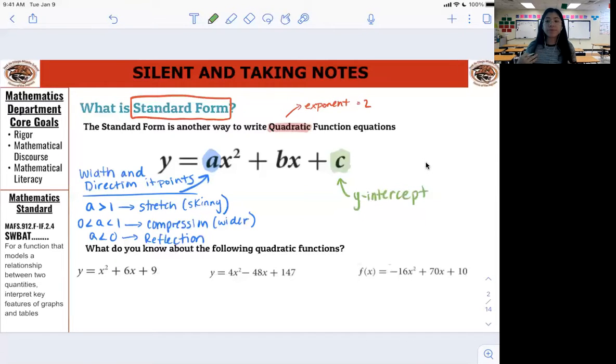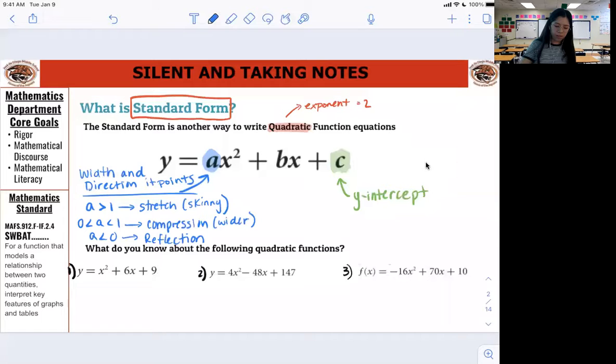But Miss, can't you turn standard form into vertex form? Don't get ahead of yourself. Wait for the next slide. Okay, so real quick, I have 3 examples down below, and I just want to describe what I know about each of these functions based on the numbers. What are some things I know about each of these? So starting with number 1.